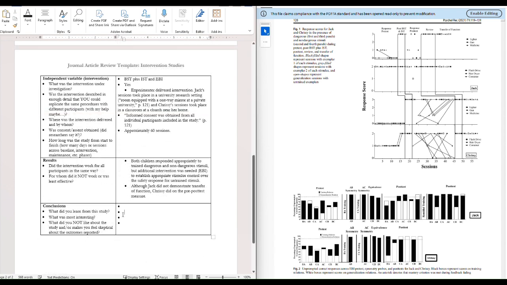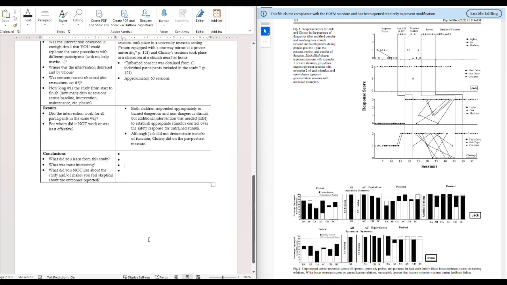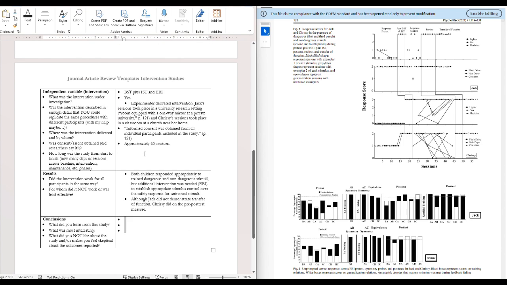What did I learn from the study? What was most interesting? What did I not like about the study that I feel skeptical about? So I need to answer all of those. Those are all going to be opinions. So that's it for how to complete this.